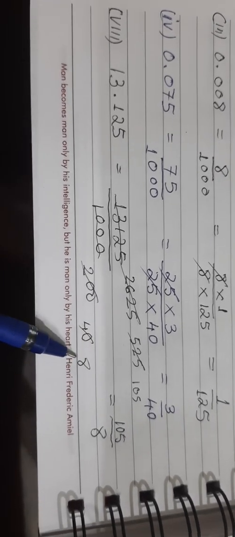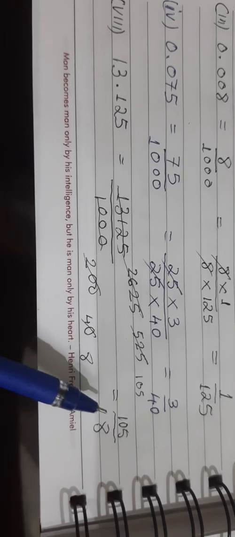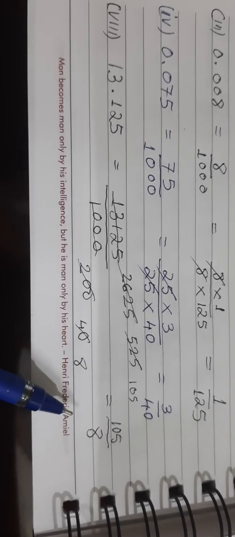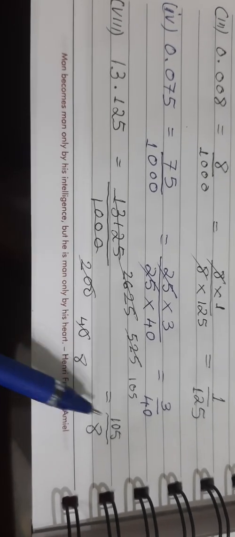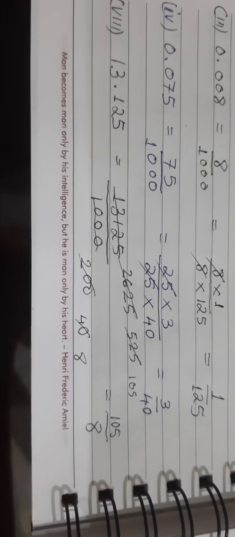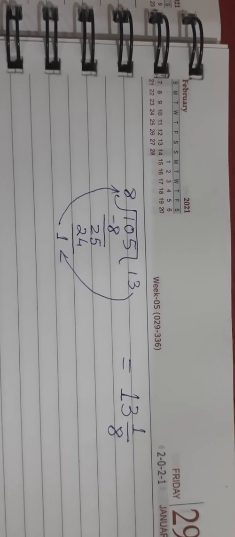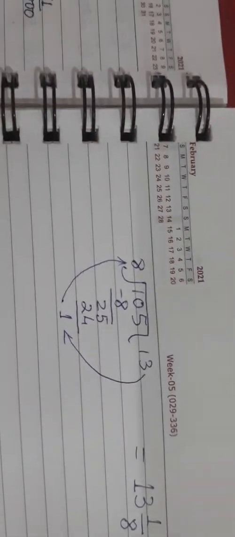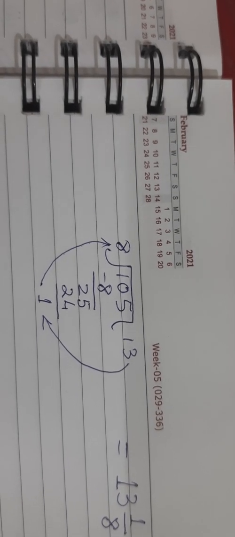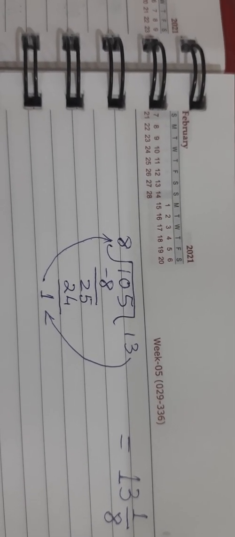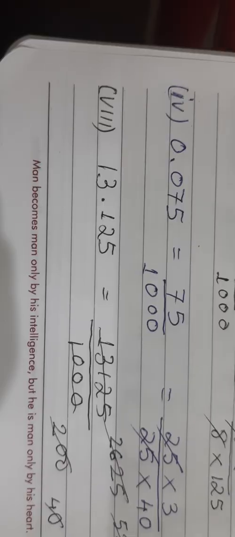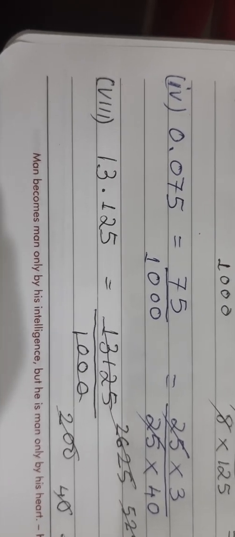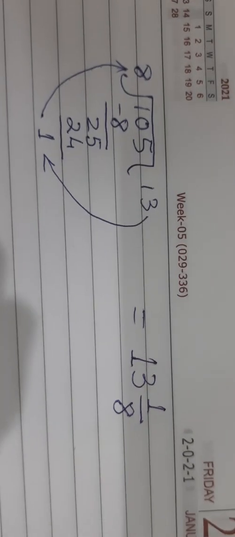Now 105 and 8 have no other factors in common. So these two are the numerator and denominator in the lowest form. Okay. Now this needs to be converted into a mixed fraction. So here it is for us. I have divided 105 by 8 table. So I get in the quotient 13, in the remainder 1. So when you convert it into a mixed fraction, it is 13 1 by 8. So 13.125 converted into a fraction is 13 1 by 8.